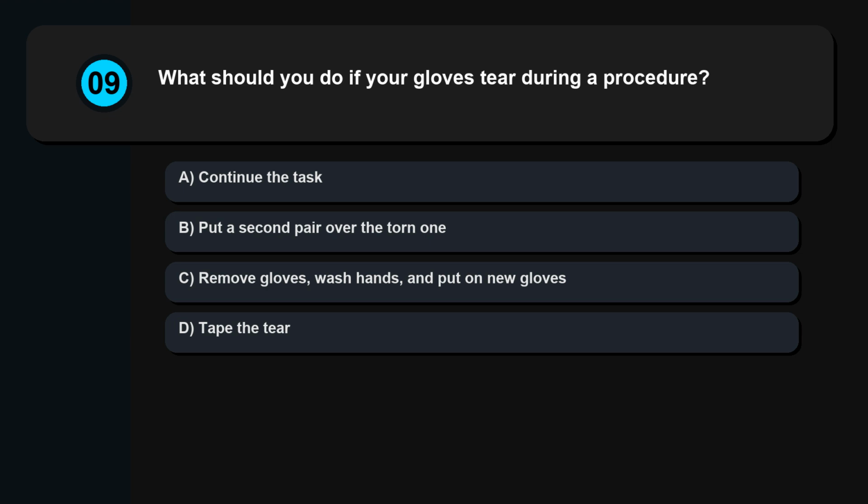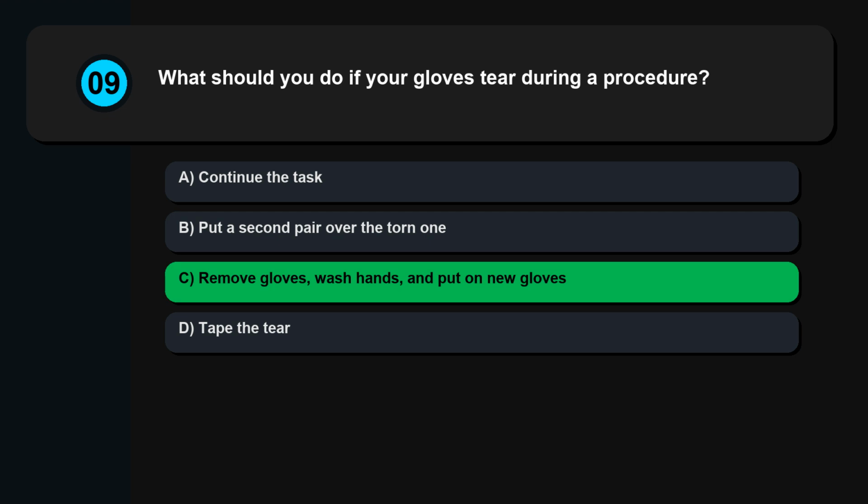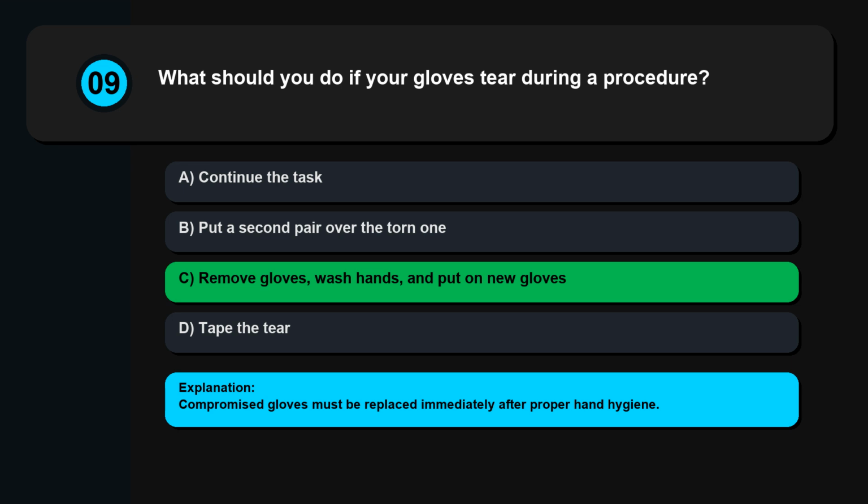Question 9. What should you do if your gloves tear during a procedure? Continue the task, put a second pair over the torn one, remove gloves, wash hands, and put on new gloves, or tape the tear. Compromised gloves must be replaced immediately after proper hand hygiene.